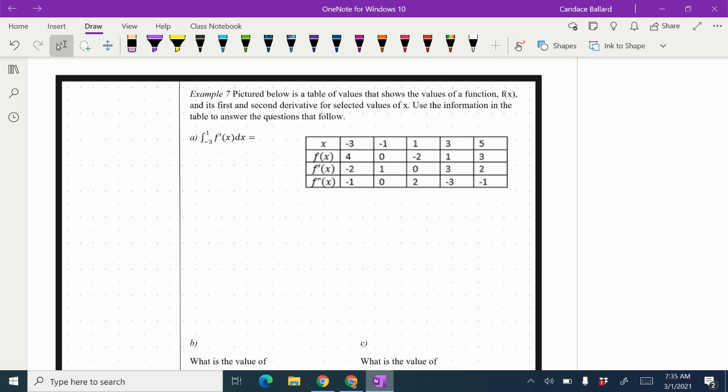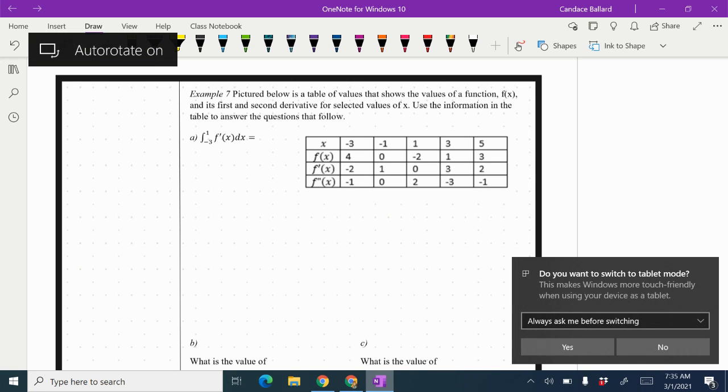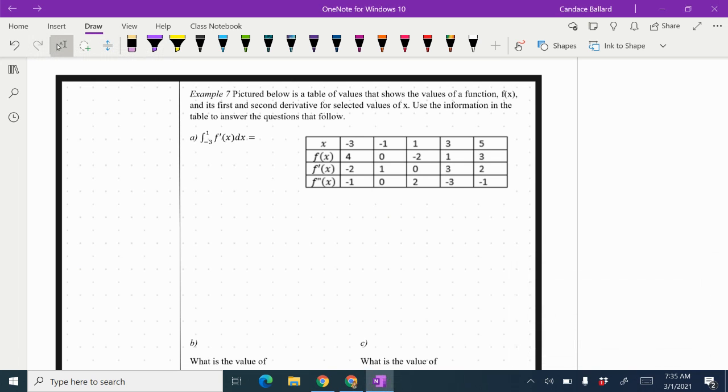In this video, we're going to continue our fundamental theorem notes, and we are looking at example 7. So pictured below is a table of values that shows the values of a function f of x and its first derivative and second derivative for selected values of x. Use the information in the table to answer the questions that follow.